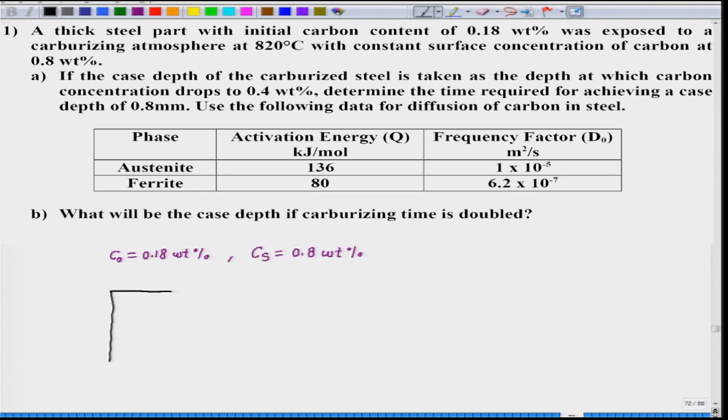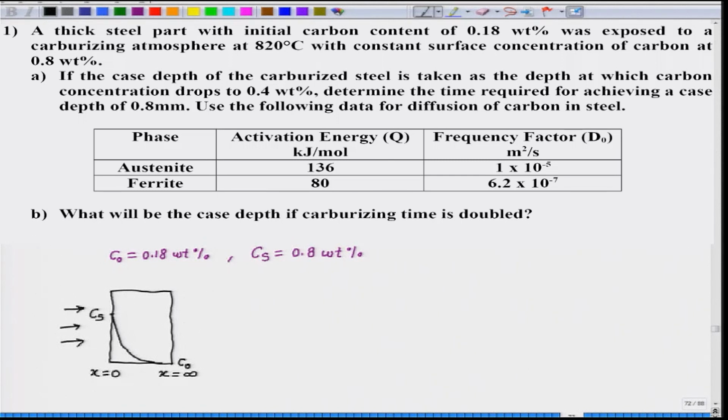So, if we draw the schematic of the steel part, carburizing surface on this side left, let us call this x equal to 0, and it is thick enough so that the carbon does not diffuse all the way to the other side. So, the other surface can be considered as x equal to infinity. The concentration on the surface is C s, which is 0.8 weight%, and the original concentration is maintained at all times at the other end, which is C naught, and at any time t we have seen the diffusion profile will be something like this.